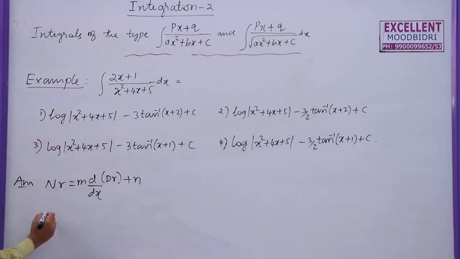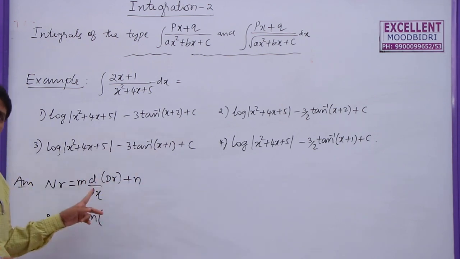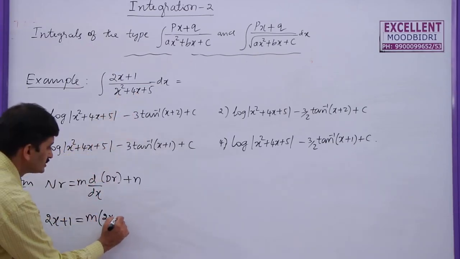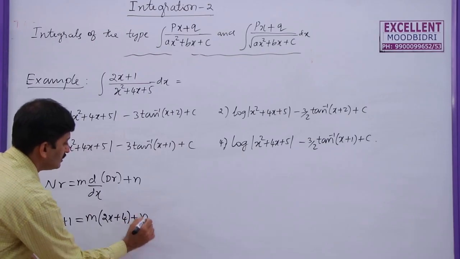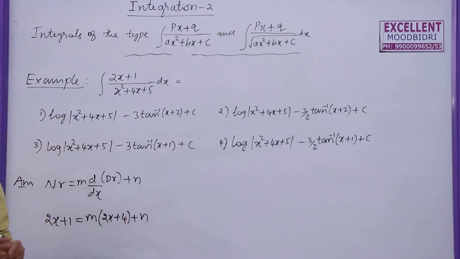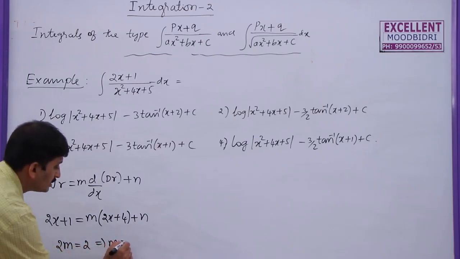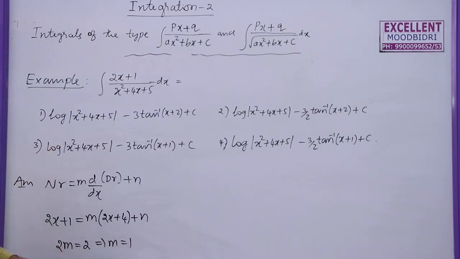What is the numerator? 2x plus 1, correct? Equal to m into, now don't avoid writing all this step, directly write derivative of denominator, 2x plus 4, correct? 2x plus 4 plus n. Now compare coefficients. Coefficient of x is 2m, here the coefficient is 2. So 2m equal to 2. So what is m? m equal to 1. Like this you should quickly find values of m and n.